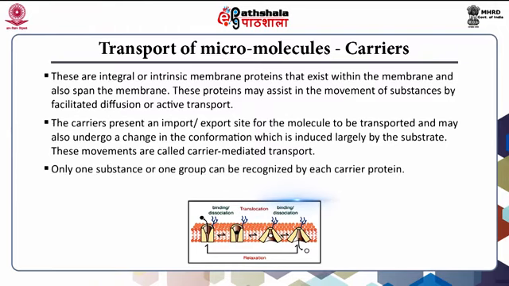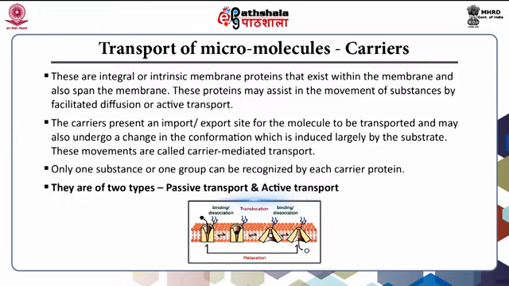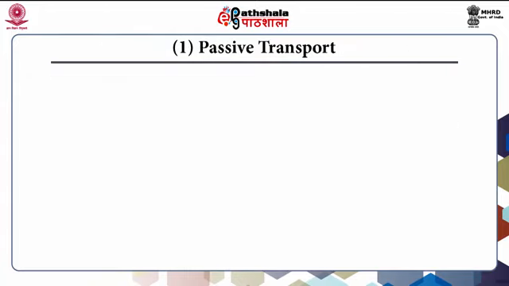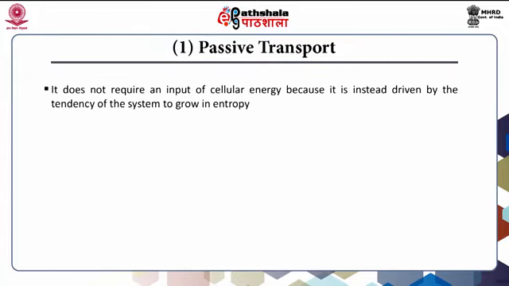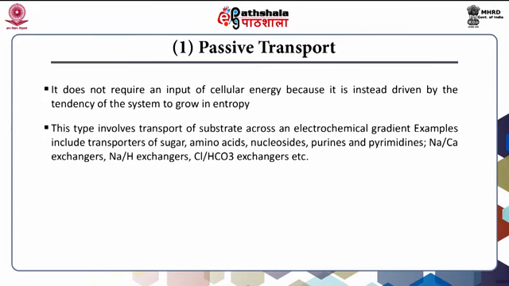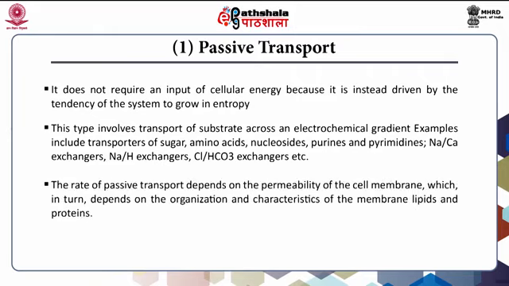Only one substance or one group can be recognized by each carrier protein, and carrier-mediated transport is further divided into two types, passive transport and active transport. The word passive means it does not require an input of cellular energy. Transport occurs across an electrochemical gradient. Examples include transport of sugar, amino acid, nucleoside, purine and pyrimidine, and more: sodium calcium exchangers, chloride bicarbonate exchangers, and many more. The rate of passive transport depends on the permeability of the cell membrane, which in turn depends on the organization and characteristics of the membrane lipid and protein.